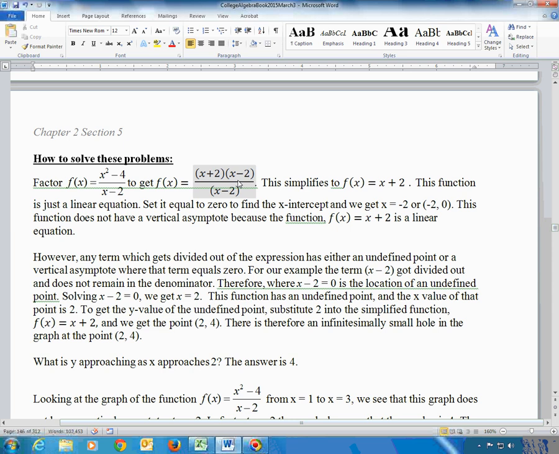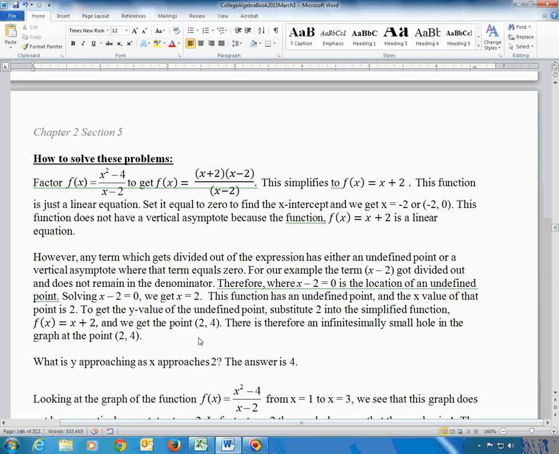So to get the undefined point, you set the factor that's been canceled out equal to 0, and you solve it. That's 2. That's the x part of the undefined point. To get the y part of the undefined point, you substitute that into the factored form of it. So put the 2 in here, and I get 4. So 2, 4, there's an infinitesimally small hole in the graph at 2, 4. It looks like a linear equation, except there's a hole in the graph at 2, 4.